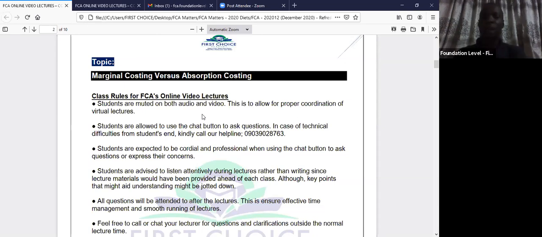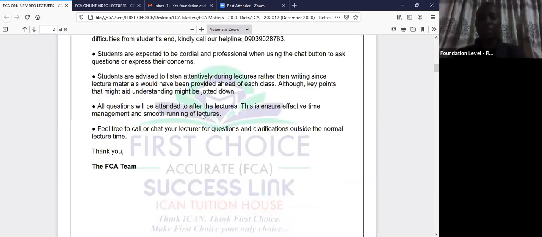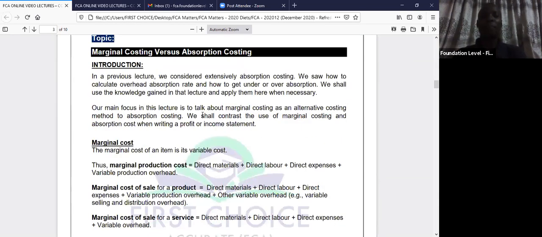Okay. Now let's look at some definitions. What is marginal costing? When we say marginal costing, we are also talking about variable costs. So when we say marginal costs, we mean variable costs, because the marginal cost of an item is the extra cost of producing one extra unit. And what's the extra cost of producing one extra unit? It is variable costs.